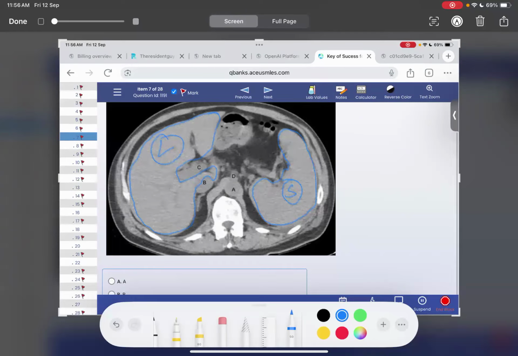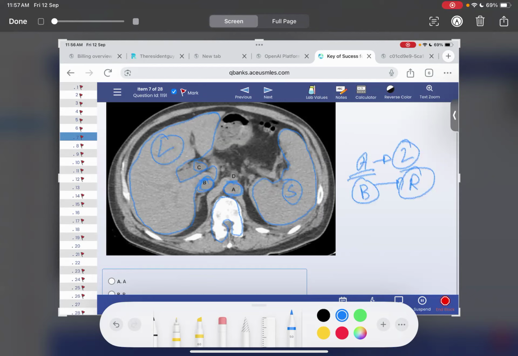Let's go to the point. What's C? What's P over here? And what's A? A is the aorta, the abdominal aorta. Perfect. That is the abdominal aorta, and A is toward the left side. So it is the aorta, and P is toward the right side. It will be the portal vein.